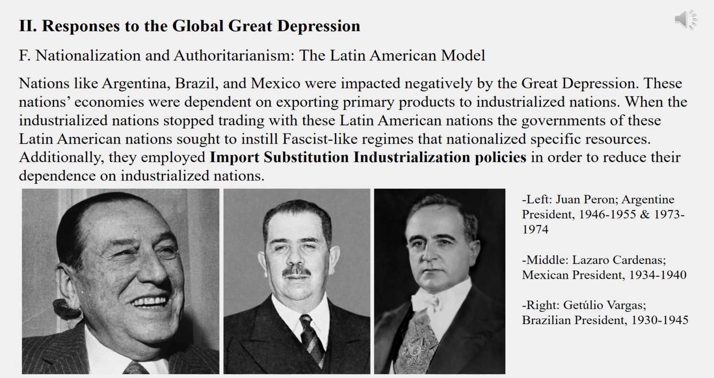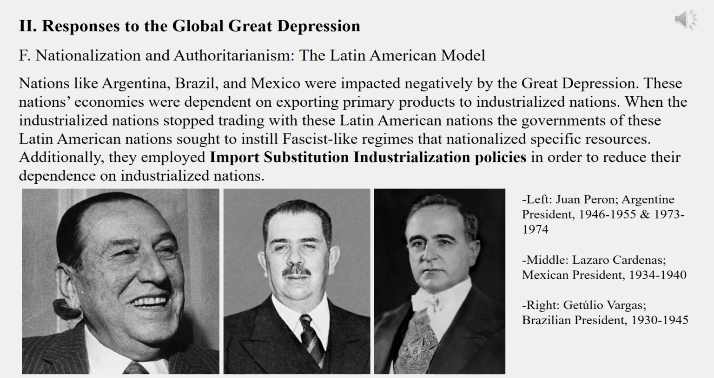This slide shows the way in which some of the Latin American governments responded to the global Great Depression. Most Latin American leaders sought to bring their most crucial industries under national control, rid their nations of foreign investors, and end their tradition of economic dependence on the more industrialized world. Nations like Argentina, Brazil, and Mexico were impacted negatively by the Great Depression. These nations' economies were dependent on exporting primary products to industrialized nations.